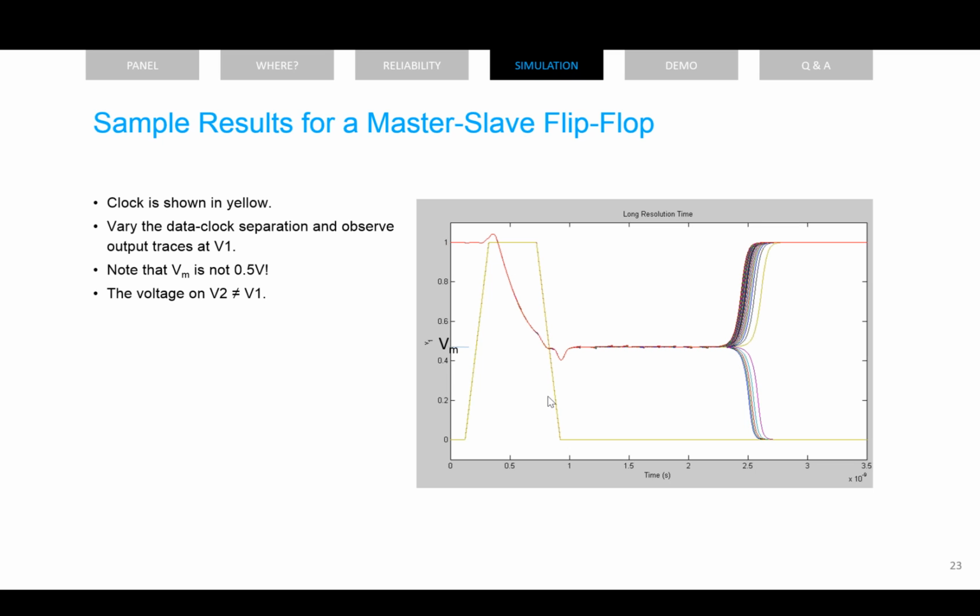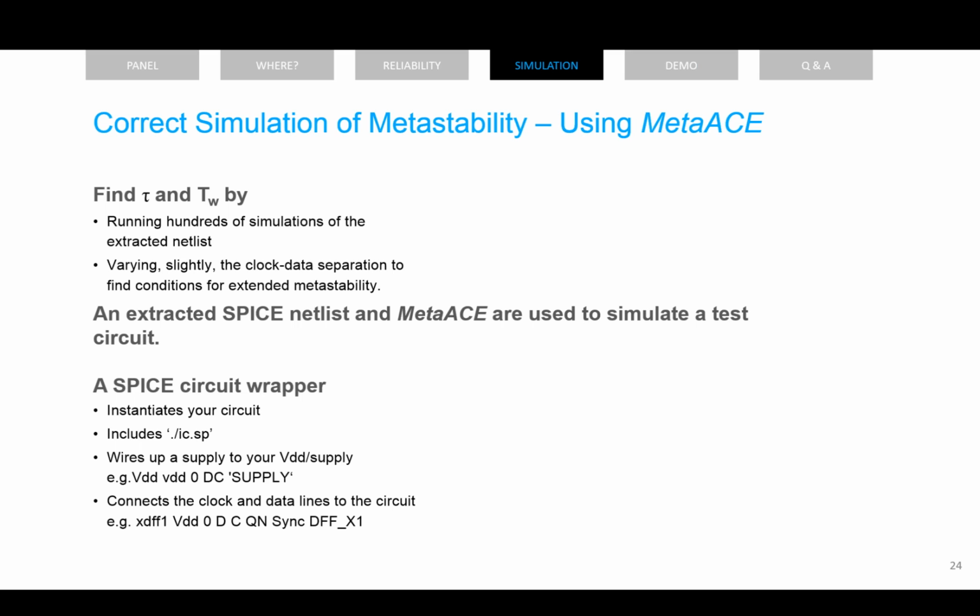You can clearly see that the metastable voltage, Vm, is not 1/2 VDD. VDD is 1 in this case, and the metastable voltage here is about 440 millivolts. If you were to look at both V1 and V2 nodes, you'd see that they differ by about 10 millivolts as well. The outputs in this case, there's 20 of them, are showing different resolution times based on slightly different D to clock input timing.